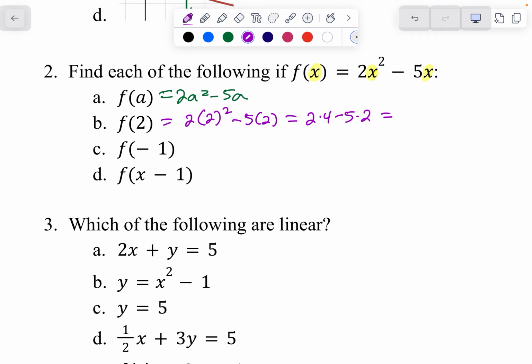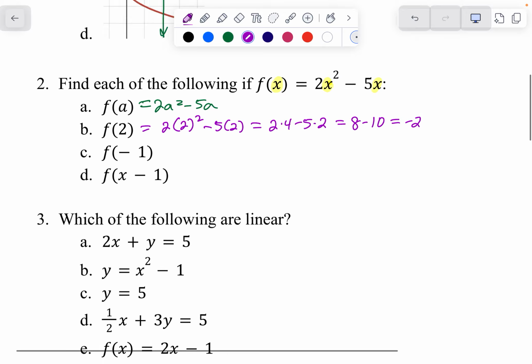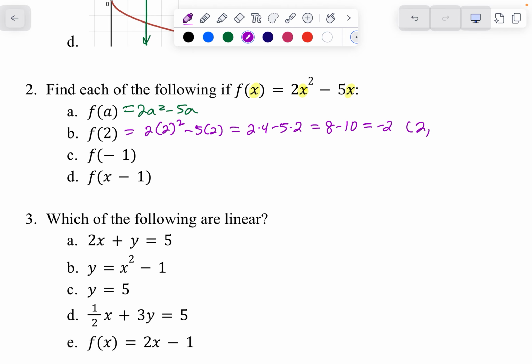What's our next mathematical operation we got to do? Got to do those multiplications. So we get 8 minus 10 for a value of -2. Okay? If you tell me on the quiz that that is the point 2, -2, I'll give you a bonus. Okay? So if you show me that pair relationship, that ordered pair, I will give you a bonus.